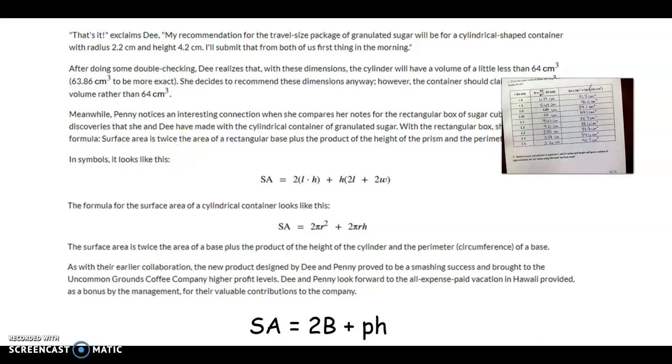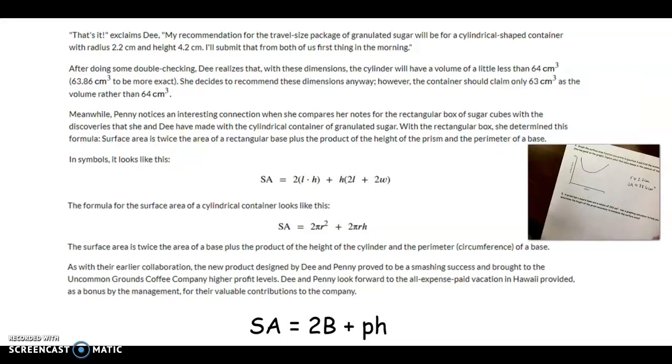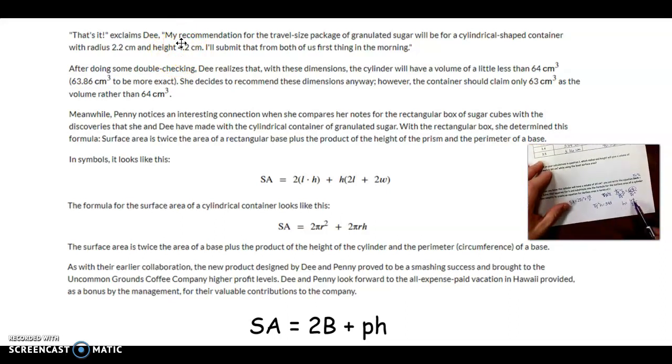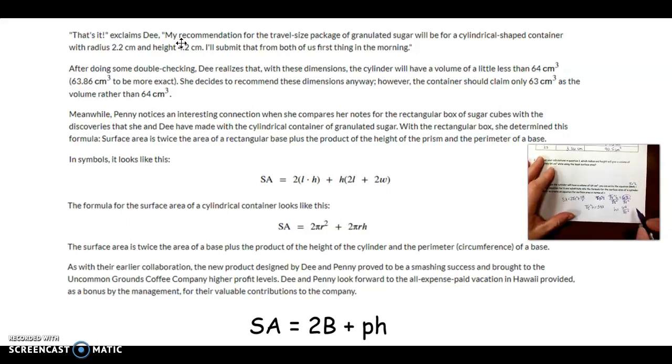All right, so Dee decides to go with those measurements of a radius of 2.2. The way that she figured height to be 4.2 is, of course, just going back here where we had height equals 64 divided by pi r squared and replacing the radius with 2.2. So 64 divided by pi times 2.2 squared is where she got that height of 4.2 centimeters.